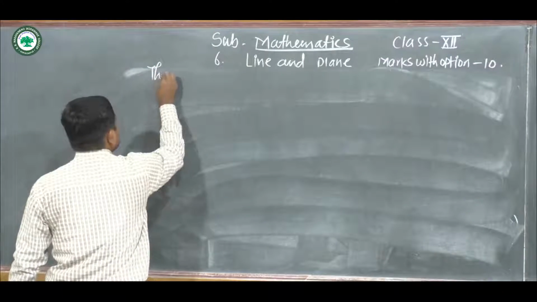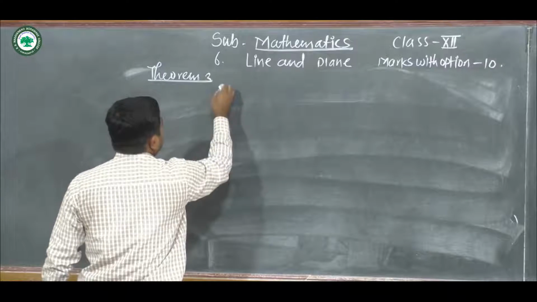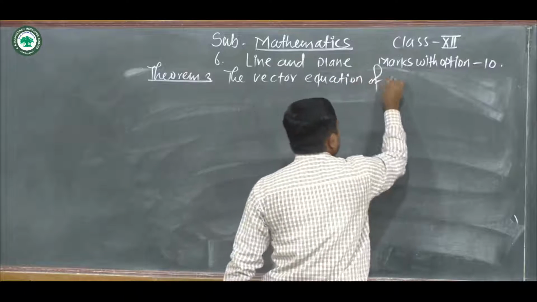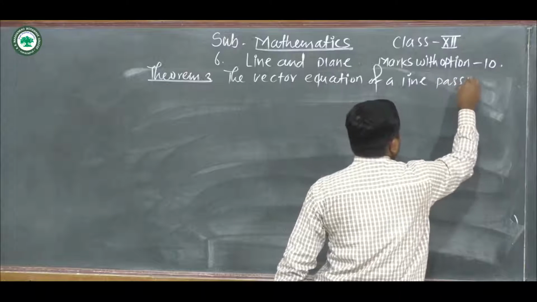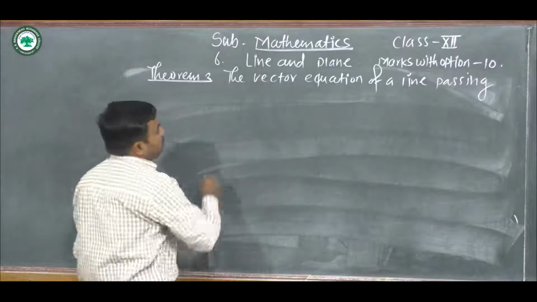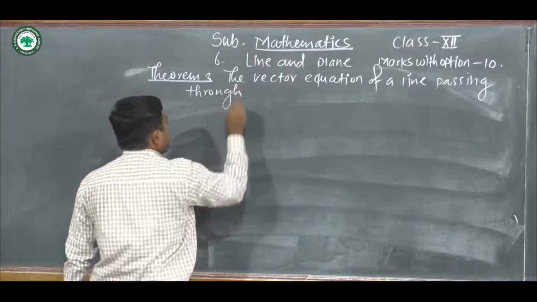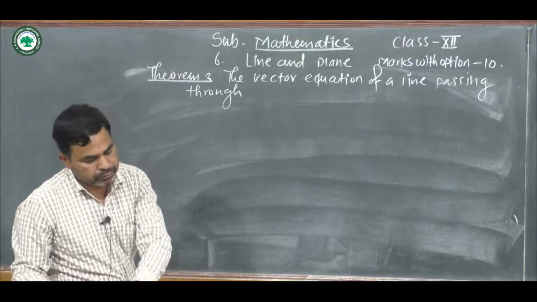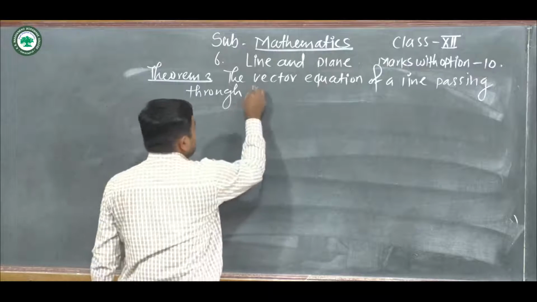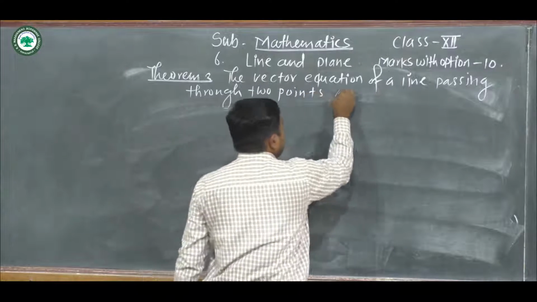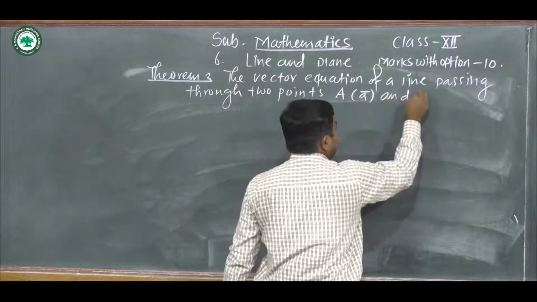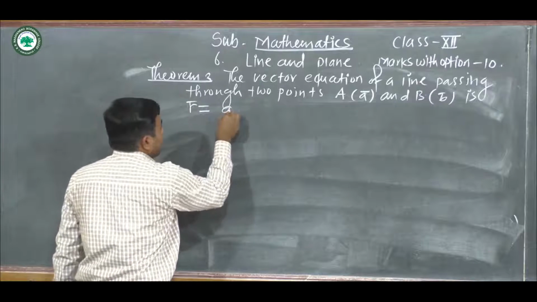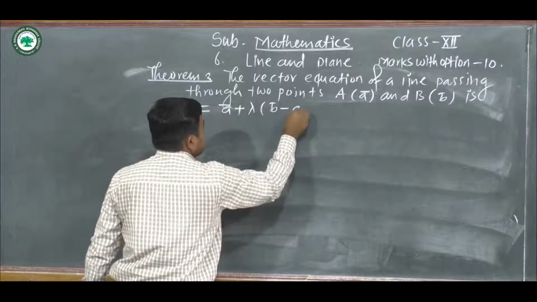Now theorem 3. The vector equation of a line passing through 2 points A with position vector A bar and point B with position vector B bar is R bar is equal to A bar plus lambda into (B bar minus A bar).